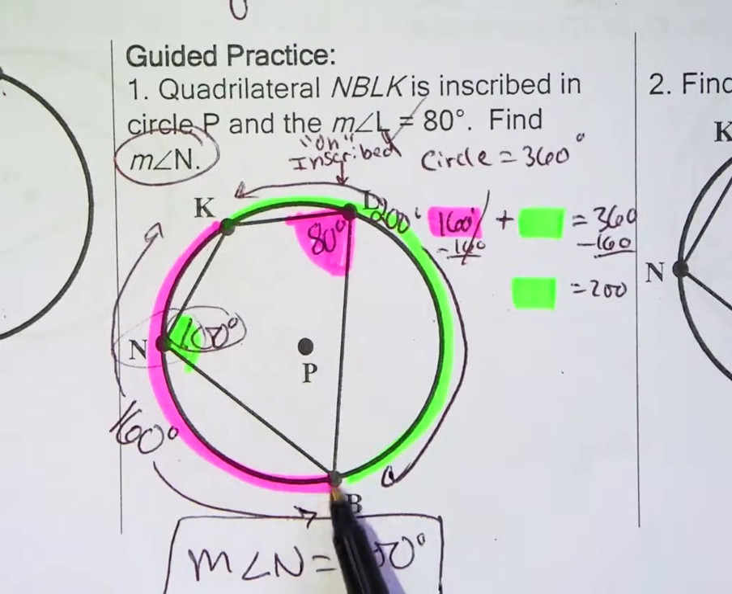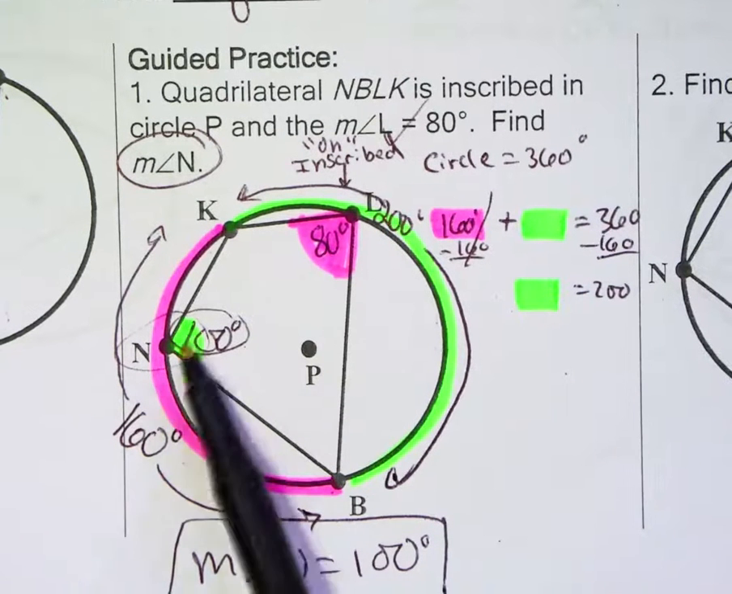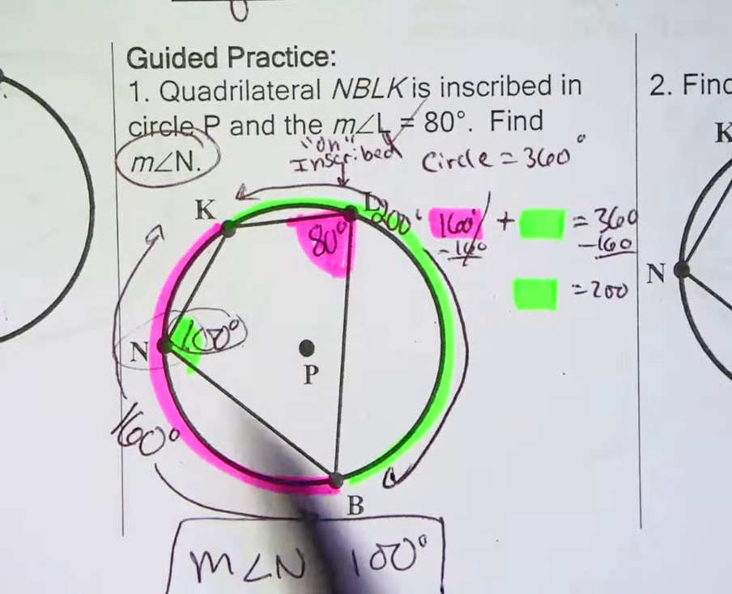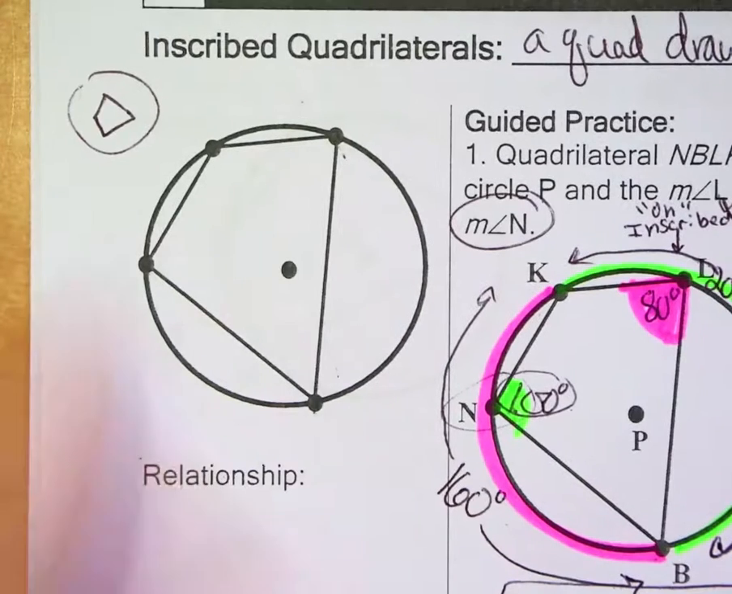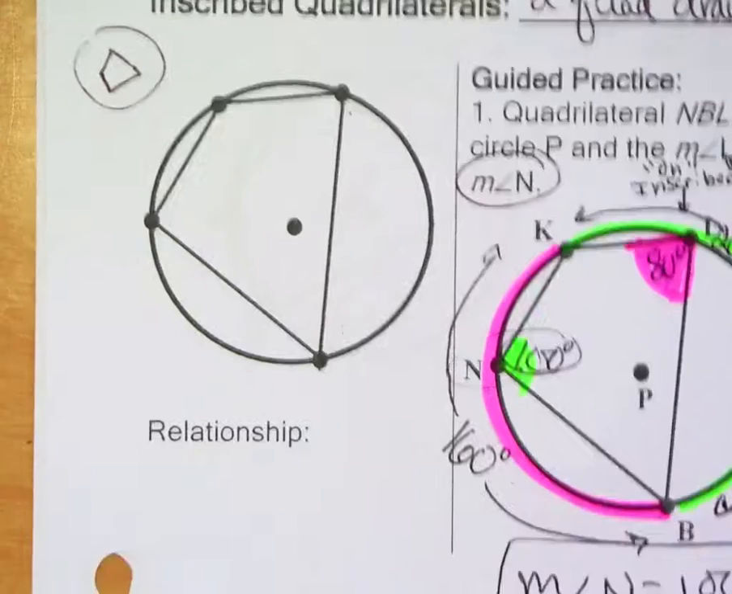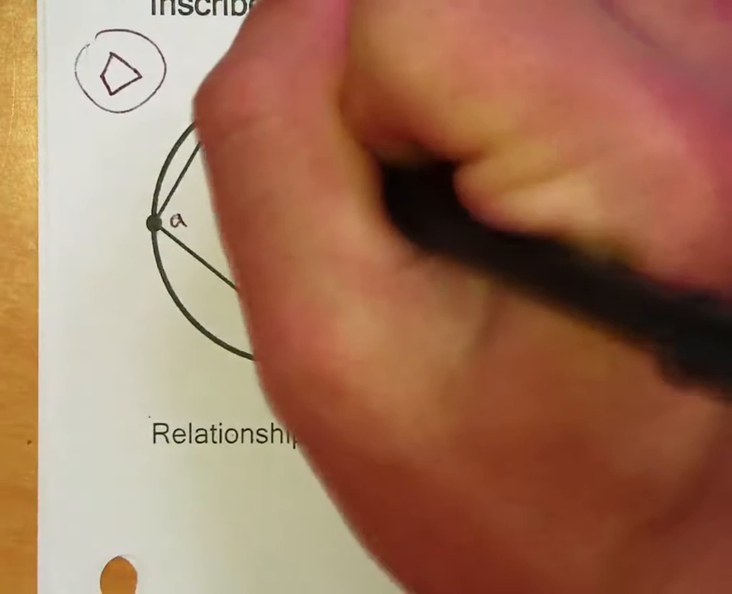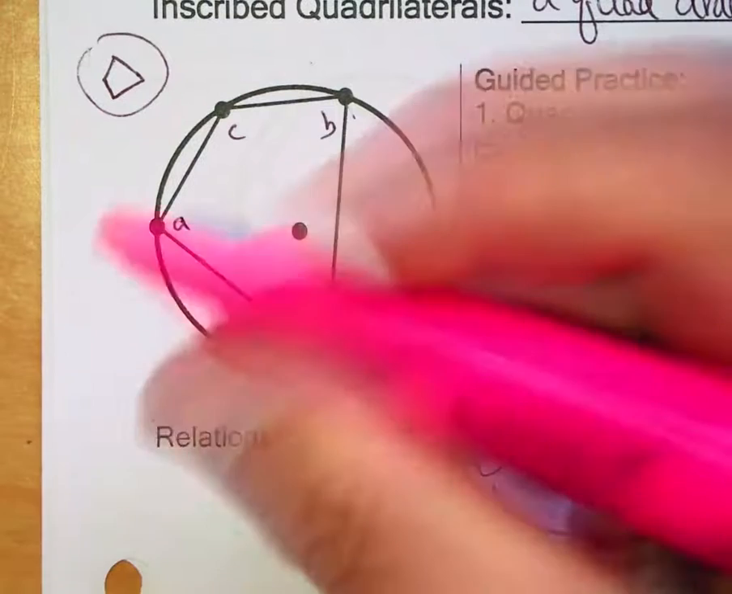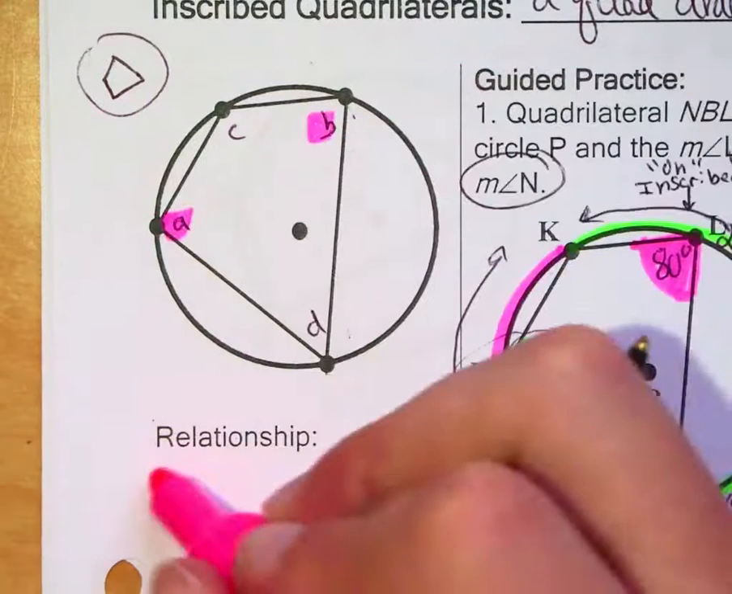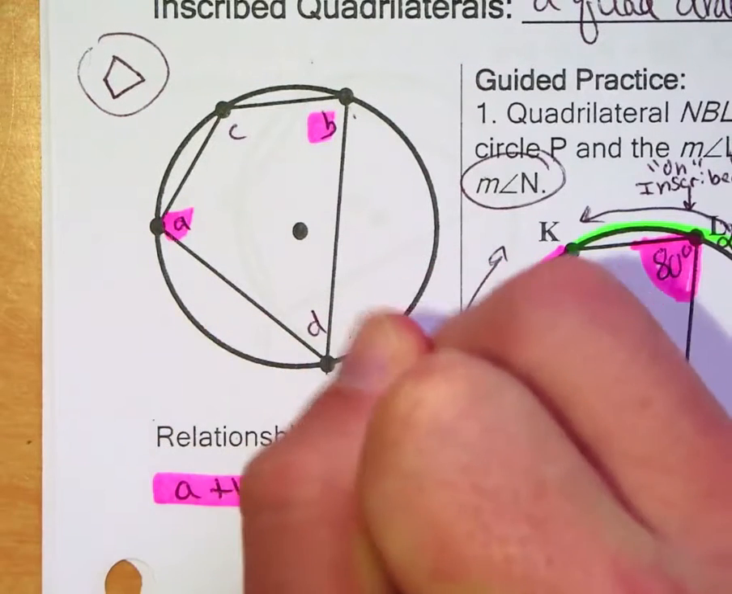So K and B also sum to 180, just like L and N. And again, this happens for a quadrilateral that's inscribed, meaning vertices on the circle. So if I come over here to try and sum that up, I could say, for example, this is A and this is B, this could be C and this could be angle D, and I could say, for example, that A plus B is equal to 180.